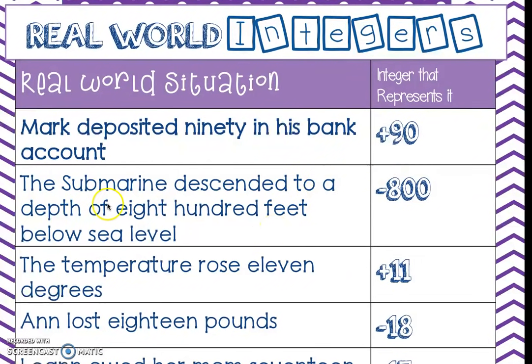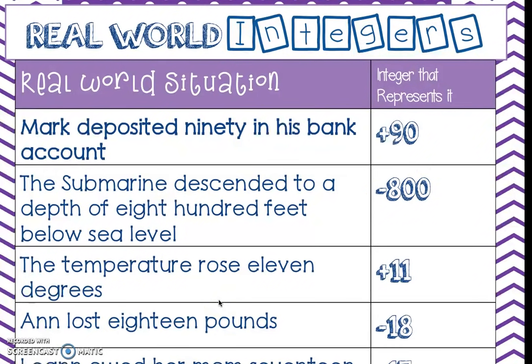The second one we're going to look at, the submarine descended to a depth of 800 feet below sea level. So if we're talking about a submarine starting at sea level and then it dives below, that tells us it's going to be a negative. It's below sea level and it's 800 feet below. So the integer that represents that is a negative 800 feet.